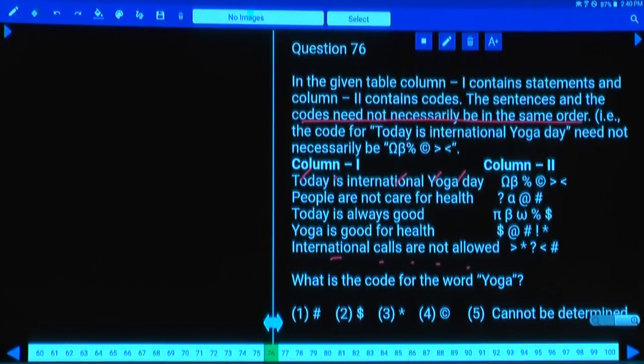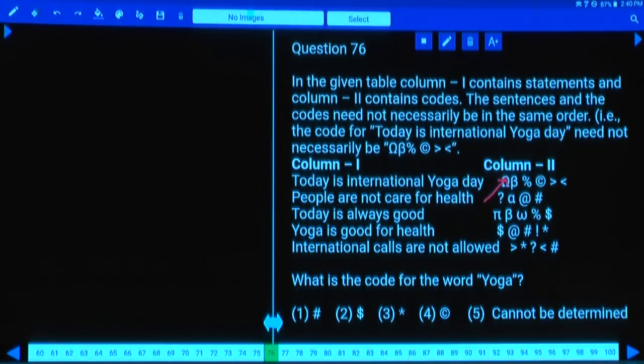Hence, the code for people are not care for health is this one, because there are 6 words and 6 symbols. 6 words and 6 symbols. Fine.